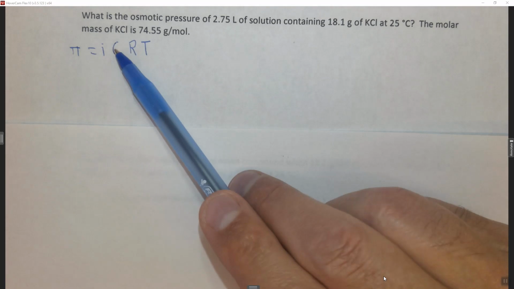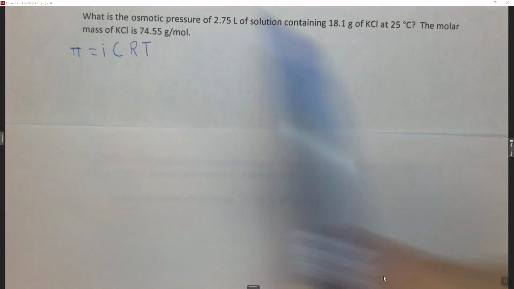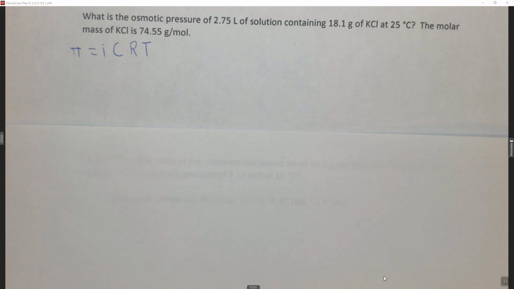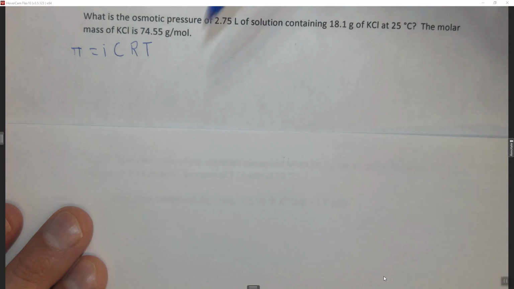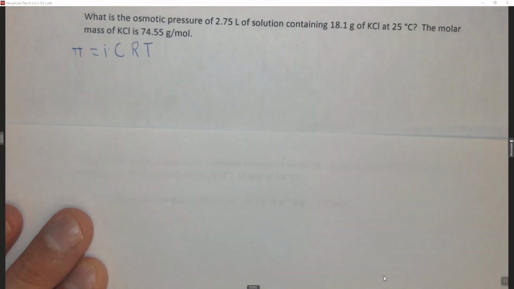This is P, this is n and V, this is R, this is T, and then i is there because it's a colligative property, so we need to account for how many things are in solution. So again, there are several things that we need to find. Specifically, we need to find i, C, and T, because R is a constant.